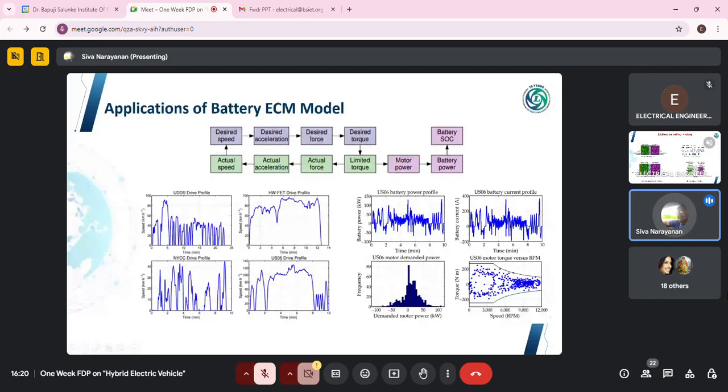This simulation gives us an idea of what is the maximum battery power our battery needs to give for this driving cycle, and what is the battery current our battery pack has to give for this driving cycle, whether it is within the safe operating region. You can also see the maximum operating battery power, that is, how much power our motor and our driving cycle put together demand. Then the last one is the speed torque characteristics, which is very important.